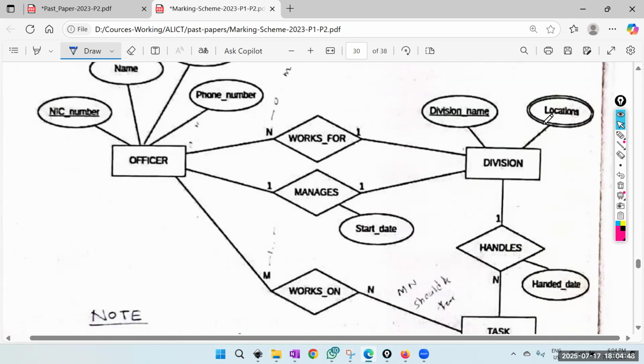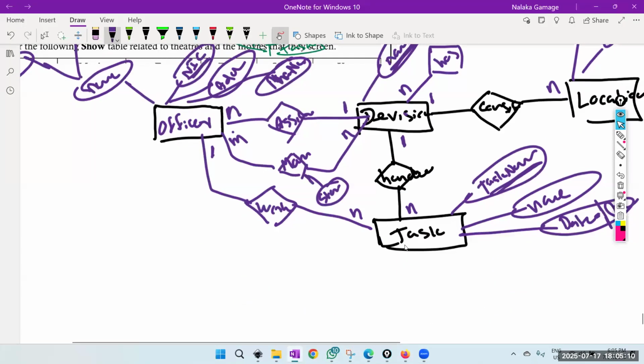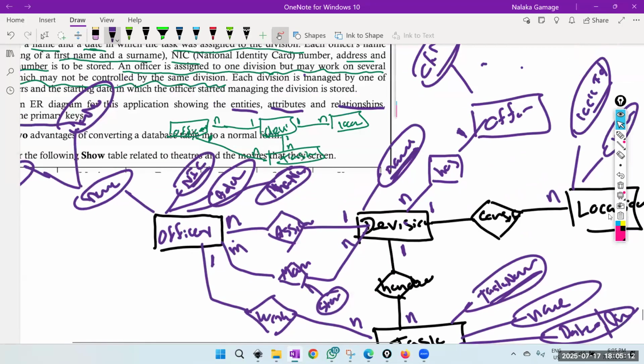Location, the examiner has taken it as an attribute. I took location as an entity. The examiner has taken it as a multi-valued attribute. I think it would have been better going for a multi-valued attribute. So maybe it's a bit of a mistake on my part. I took location as another entity, but actually I feel location should have been a multi-valued attribute.